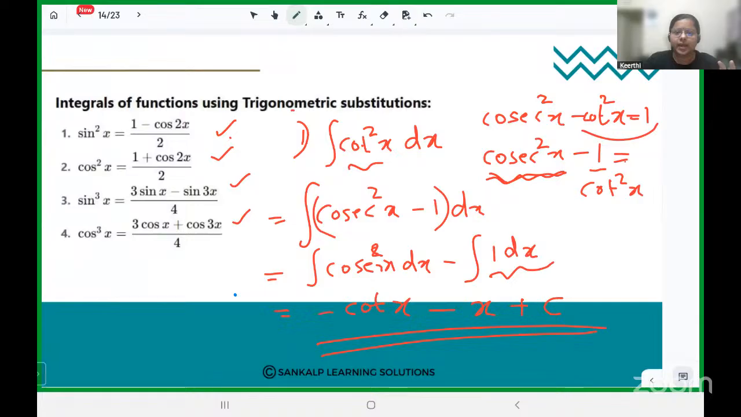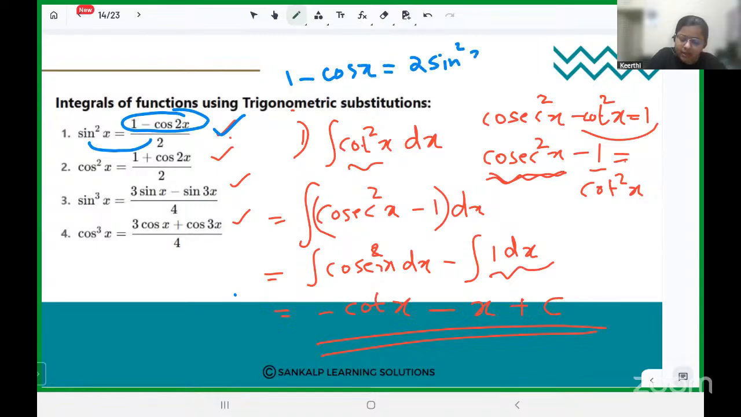formulas. Here I have written sine square x is equal to 1 minus cos 2x by 2. From this you can directly write 1 minus cos 2x is equal to 2 sine square x. But here we need only 1 minus cos x. So you can write this one as 2 sine square x by 2. I think this will be a little bit easier for you. So you study all these four formulas.